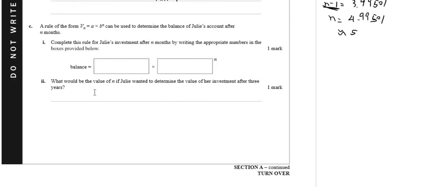Part C says a rule of the form Vn equals A times B to the power n can be used to determine the balance of Julie's account. We know that we are doing a geometric sequence, and it's dealing with money. One application of geometric sequences in financial math is compound interest, and this equation is very similar to our compound interest equation. This is the formula of our compound interest equation. Sorry, that should be P over here.